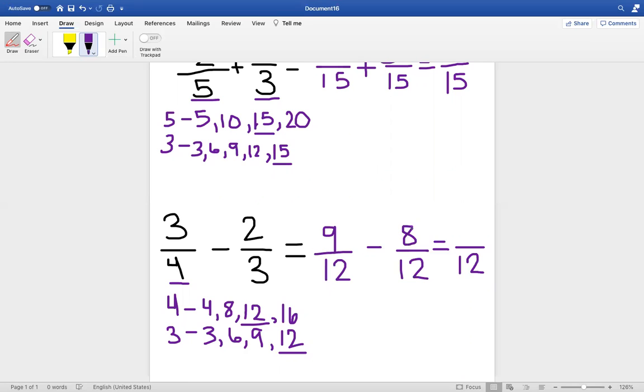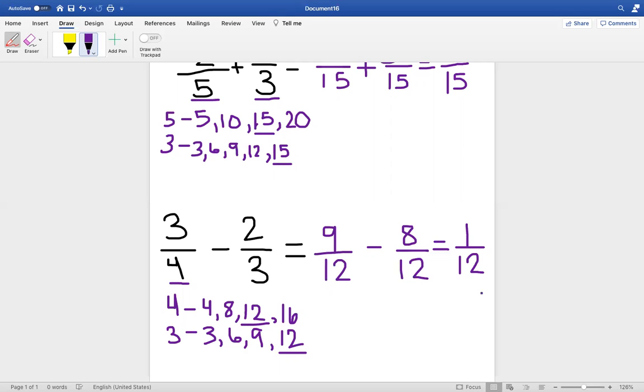So in order to get my answer, do I do 9 plus 8? No, you're right. This is a subtraction problem. So I do 9 minus 8 and I get 1. So my answer is 1/12. And since my numerator is 1, I know that I cannot reduce my fraction any.